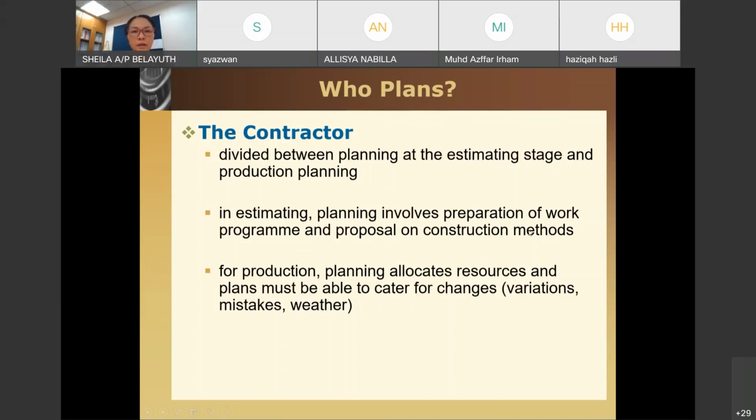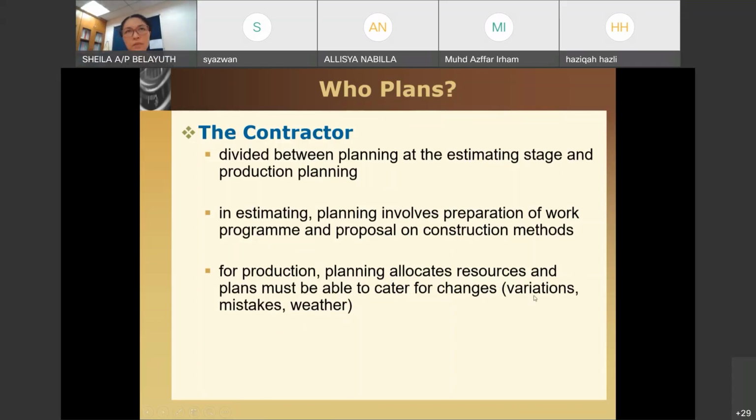Okay, and if you won the tender, then you can actually plan for the resources in detail. So who will be the main contractor, subcontractor, and any detailed planning. Okay, so you need to also check on potential variation, mistakes and weather.